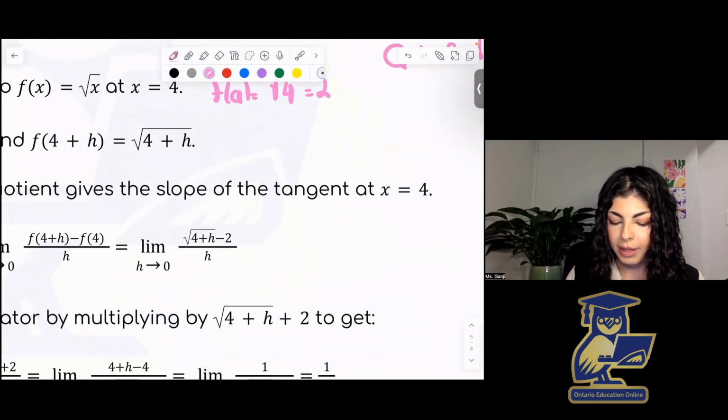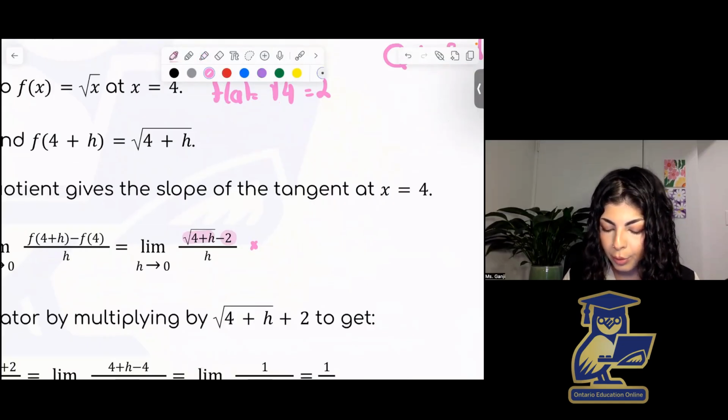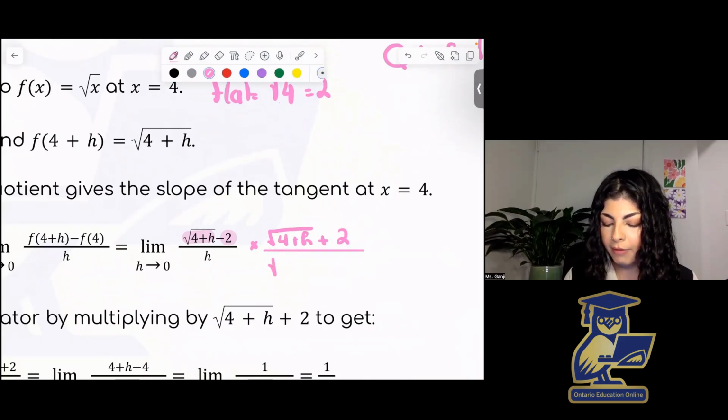So think of this as my first term, or let me highlight it. This is my first term and this is my second term. Then I want to keep those. So 4 plus h and the 2. And because they're being subtracted here, I'm just going to add them. And then I need to keep my fraction the same so that it equals 1.